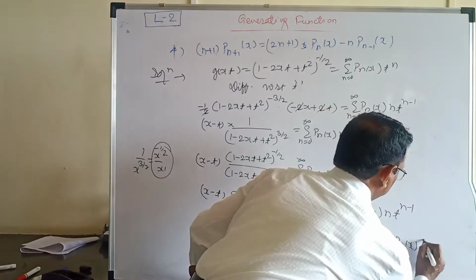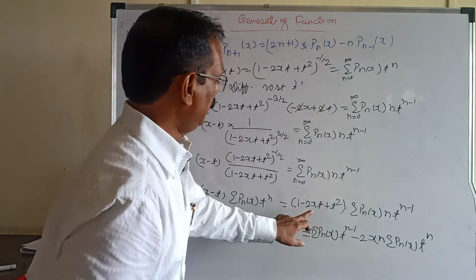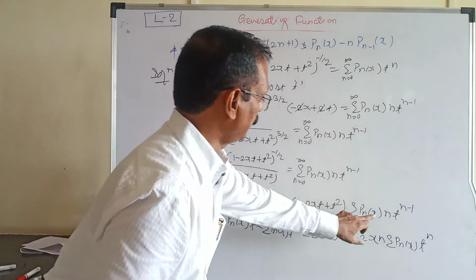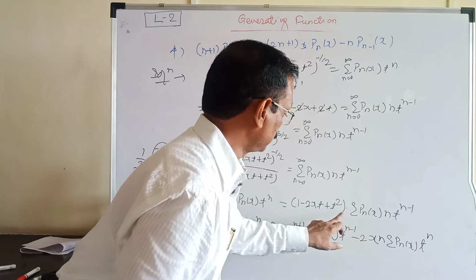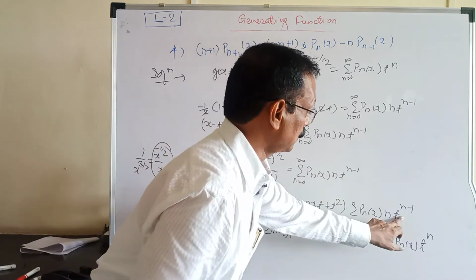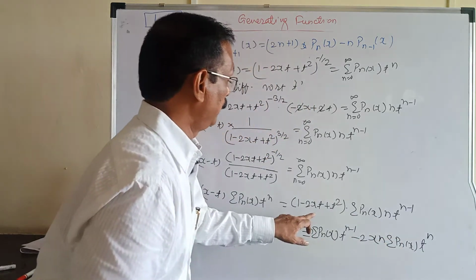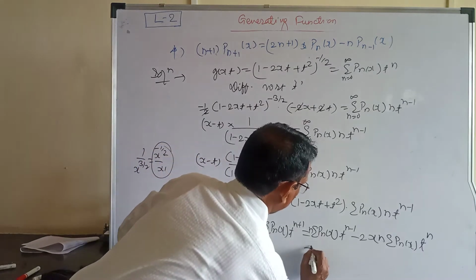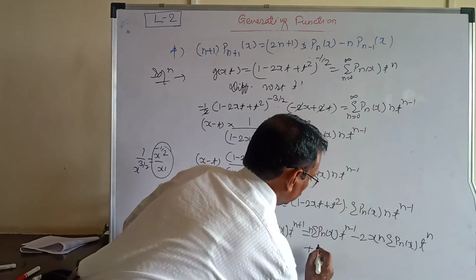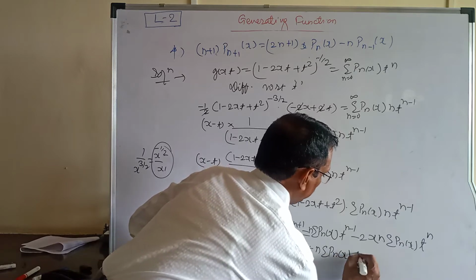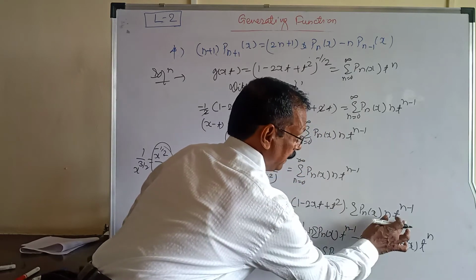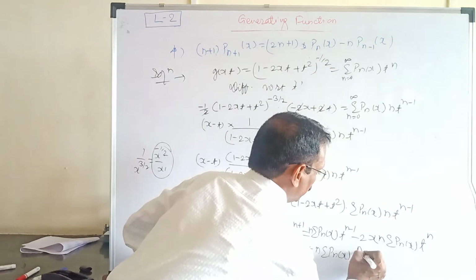It becomes t raised to n here. So here it is minus twice x, n as it is, summation of Pn of x, and t raised to n minus 1 becomes t raised to n only here. Plus, now multiply t square by the bracket: n into summation of Pn of x into t raised to 2, t raised to n minus 1, it becomes t raised to n plus 1 here.